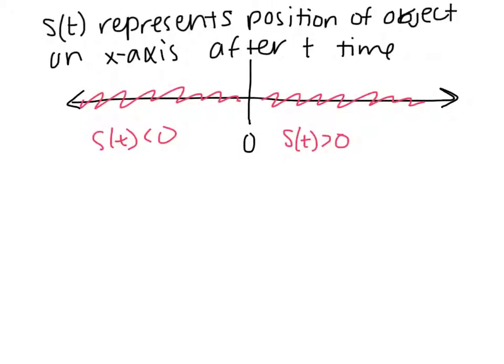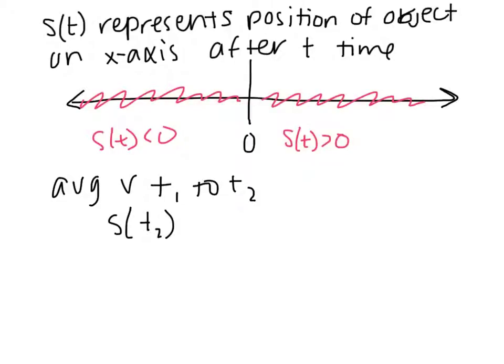And so oftentimes we'll have to find the velocity using these types of functions, and so we have to distinguish the difference between average velocity and instantaneous velocity. Average velocity, say from maybe time 1 to time 2, would be s of time 2 minus s of time 1 over time 2 minus time 1. So, yeah, that is your average velocity.